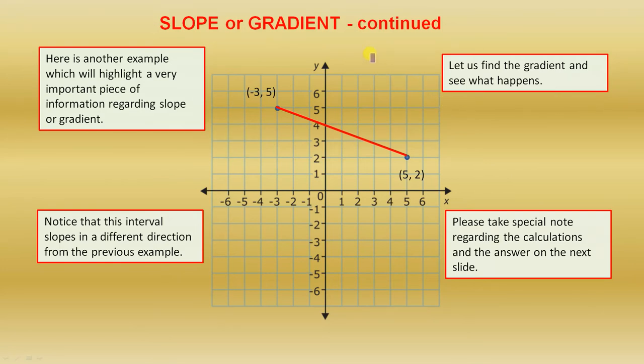Here we have a continuation. Here is another example which will highlight a very important piece of information regarding slope or gradient. Notice that this interval slopes in a different direction from the previous example. If you remember, the previous example had an interval which sloped in that direction. This one slopes in that direction. Let us find the gradient and see what happens. Please take special note regarding the calculations and the answer on the next slide.